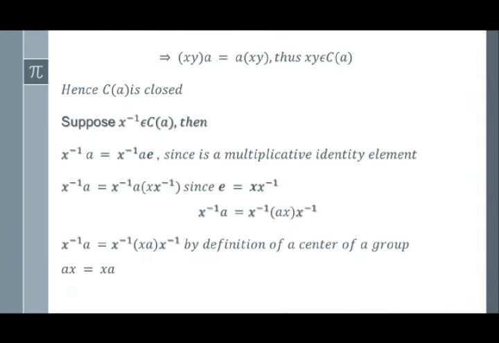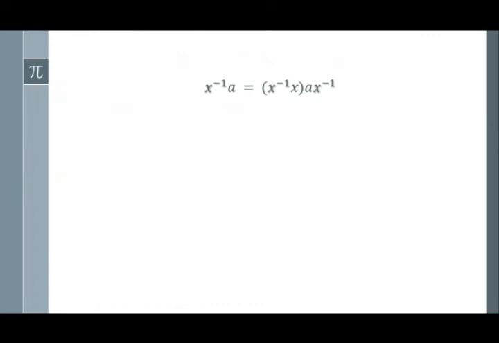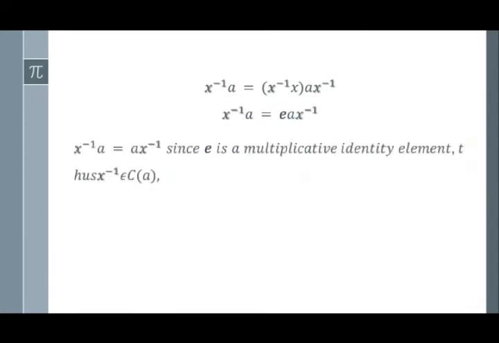which implies that a times x is equal to x times a. Then we are having x inverse times a is equal to x inverse times x times a times x inverse. Then x inverse times a is equal to e times a times x inverse. Then we have x inverse times a is equal to a times x inverse, since e is a multiplicative identity element. Then from here, x inverse is an element of C(A).